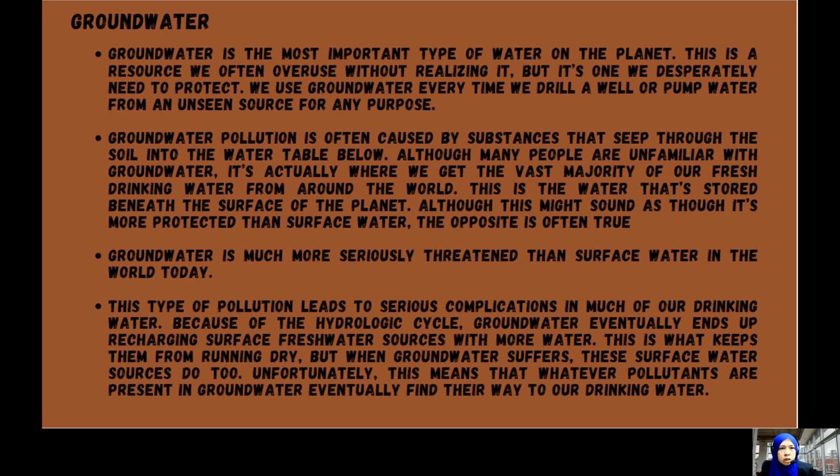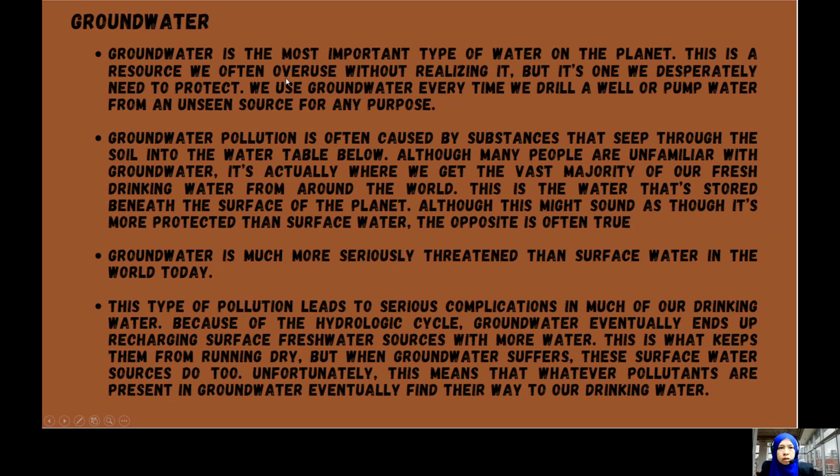We take a look at surface contamination and contamination in groundwater. Groundwater is the most important type of water on the planet. In our planet, this is what groundwater is: one of the water resources.